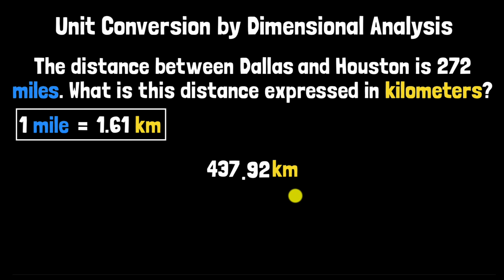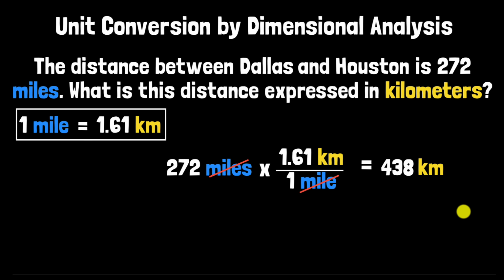And that gives me 437.92 kilometers. Ooh, what about the significant figures over here? Well, there are 3 significant figures, so I need to round this off to 3 significant figures. Currently, I have 5. So how do you round this off? Well, I'm going to look at this digit to round off this digit. So I can get rid of this. I don't have to worry about that. So if the digit is more than 4, we round this up. So since it's 9, we round this up to 8. So this becomes 438 kilometers. That is our final answer.